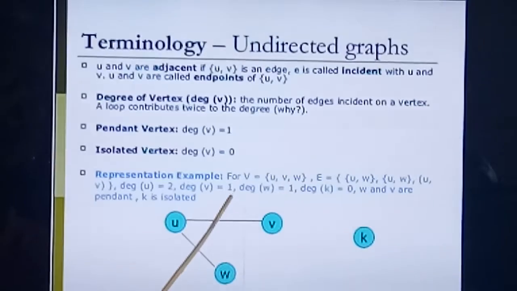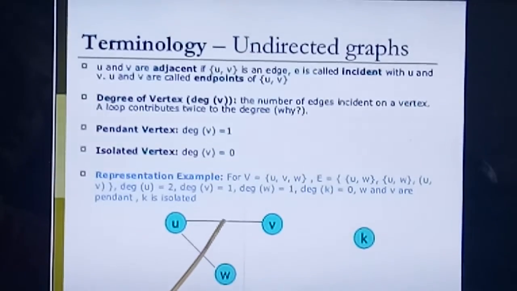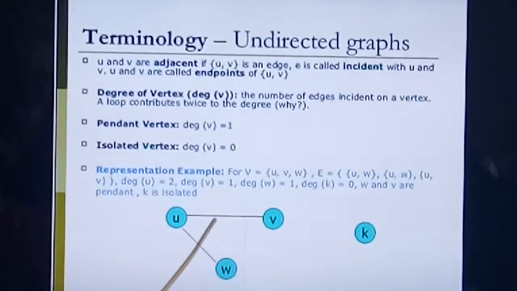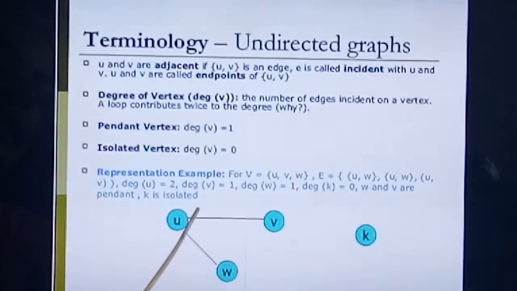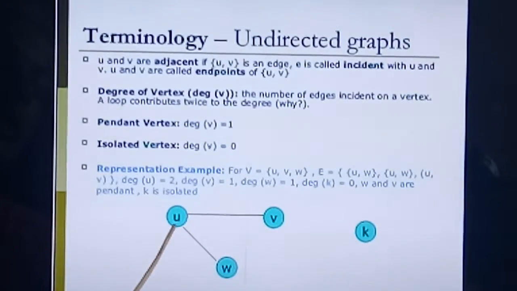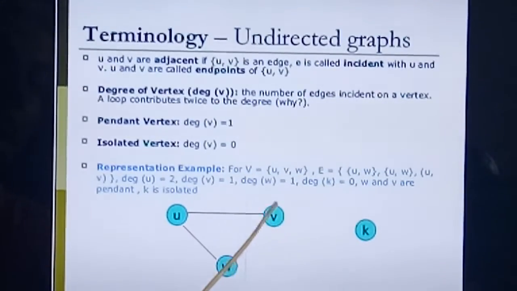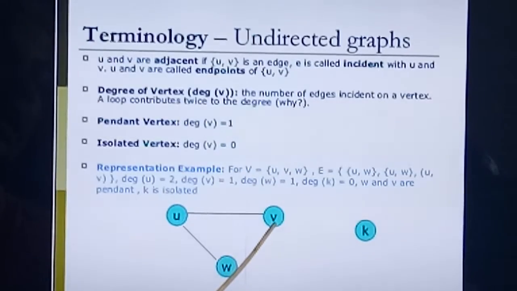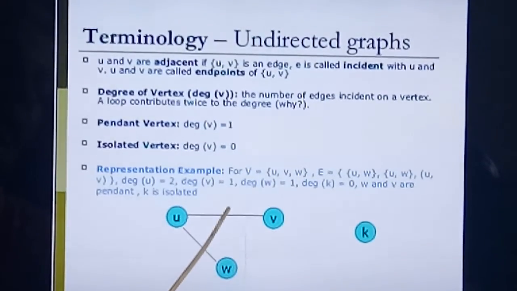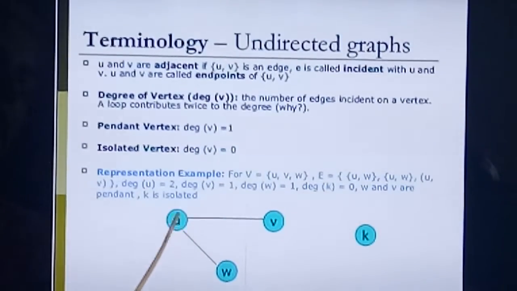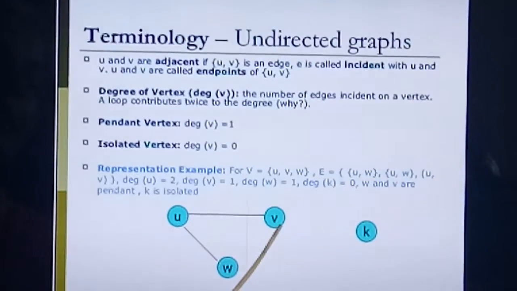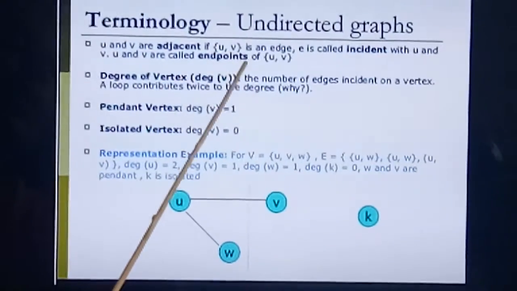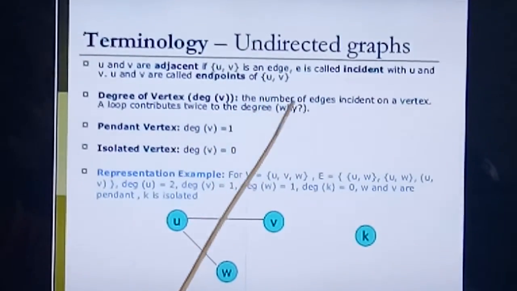Adjacent is, normally we say neighbors are called adjacent. So when you have U and V, U and V are adjacent, and the edge E is incident on the vertices U and V. That is, the line that is touching the two vertices. You say that the edge is incident on U and V. So U and V are called endpoints. You will be representing it as (U, V).